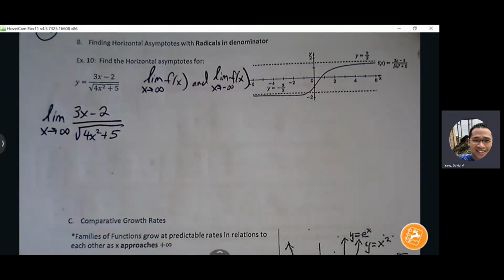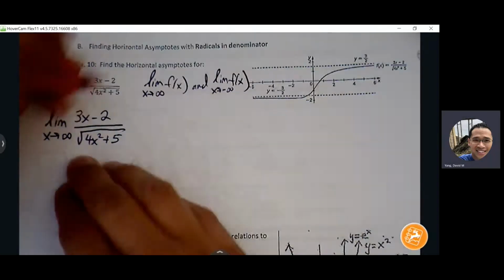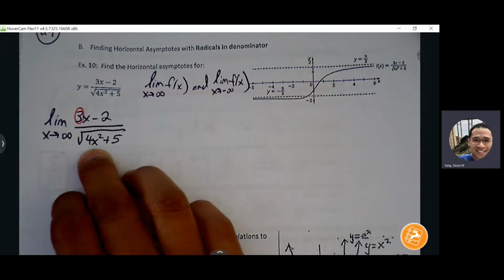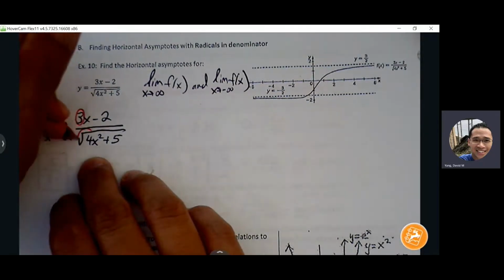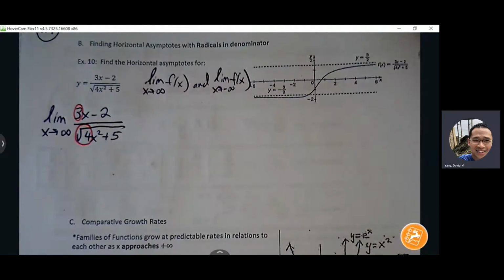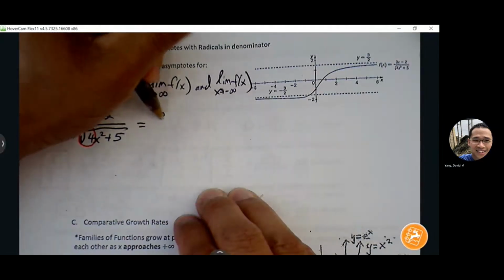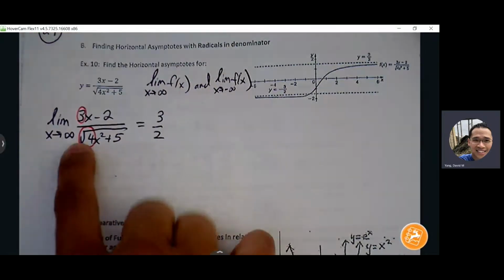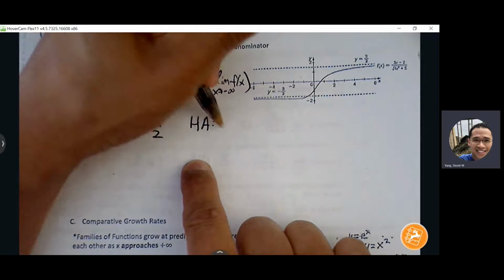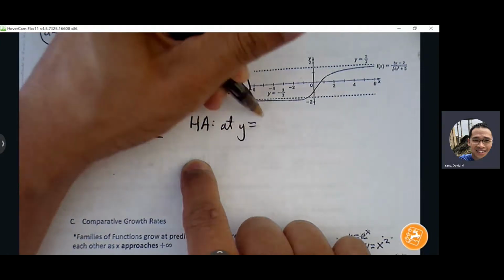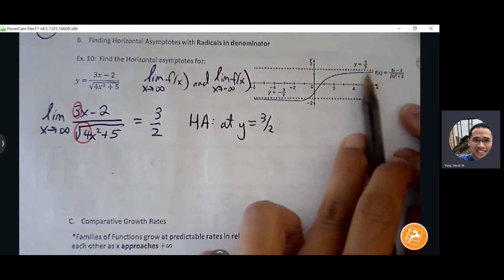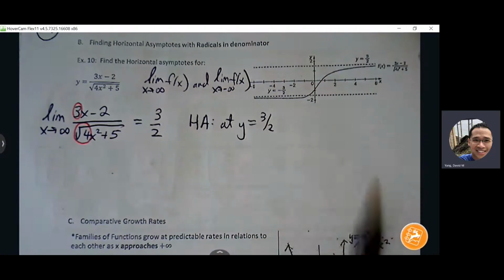So do the degrees match? Yes. So we've got to take the ratio of the coefficients. The coefficient for the top is 3. What's the coefficient in the denominator? 4. No, 2. Good. It's the square root of 4. So a couple of things going on here, right? The square root of 4 is 2. So therefore, the limit is 3/2 as it heads to the right, which means that there's a horizontal asymptote at y equals 3/2. And that is what this graph is showing. This is demonstrating visually what we found.